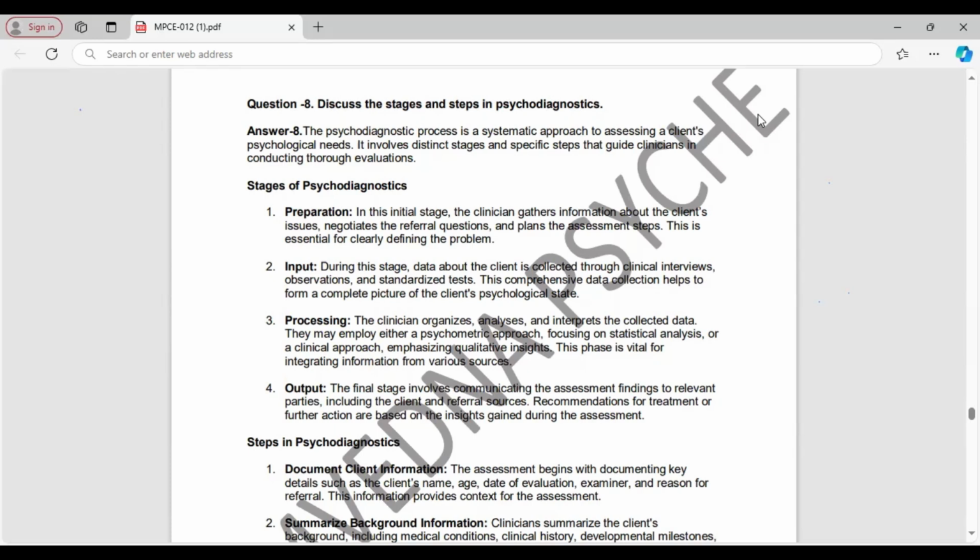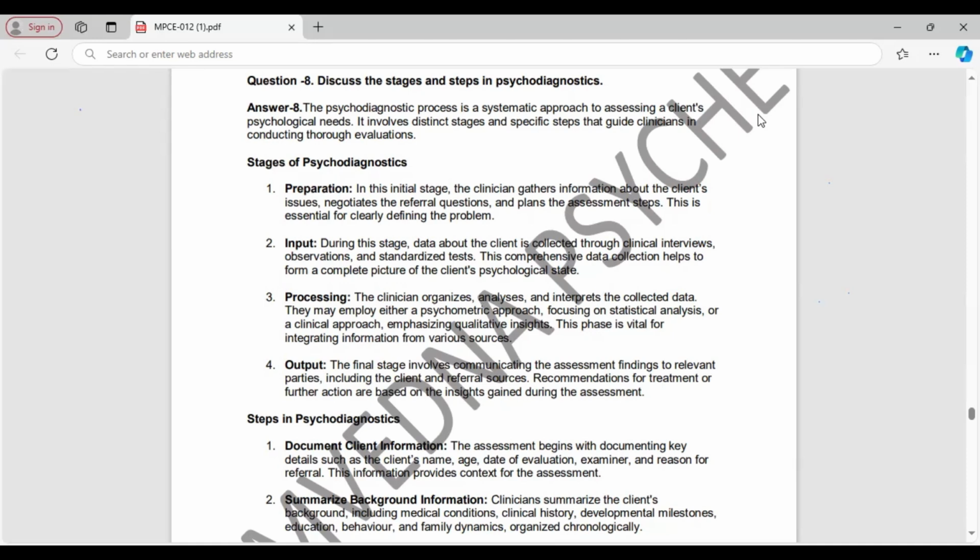Input. During this stage, data is collected through clinical interviews, observations, and standardized tests, forming a comprehensive picture of the client's psychological state. Processing. Here, the clinician organizes, analyzes, and interprets data, and this phase uses either a psychometric approach or statistical analysis, or a clinical approach for qualitative insights, and integrates information from various sources.